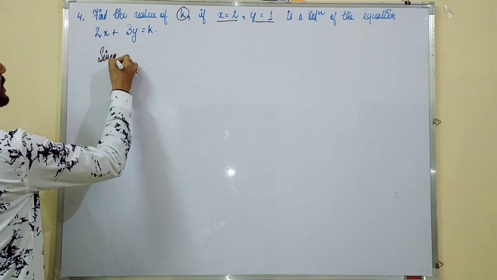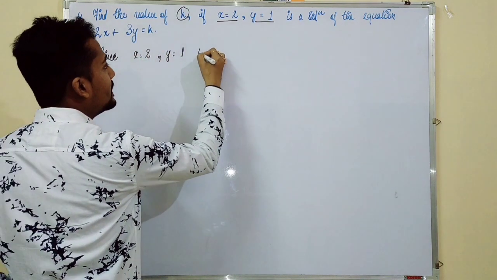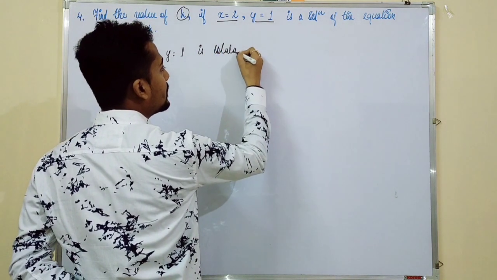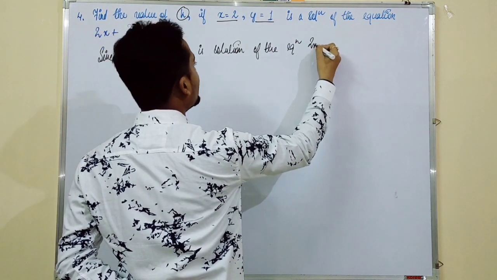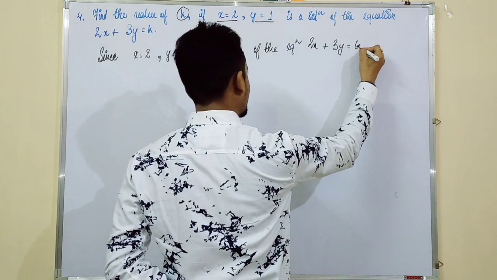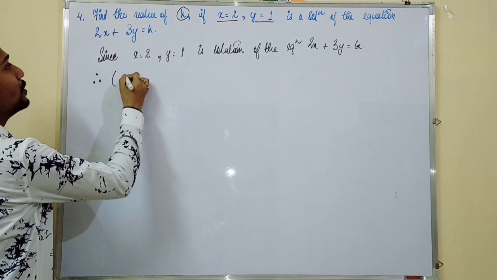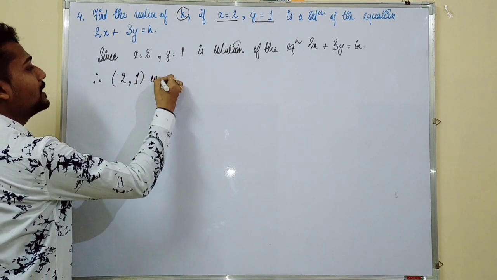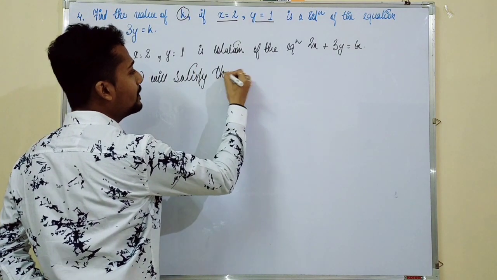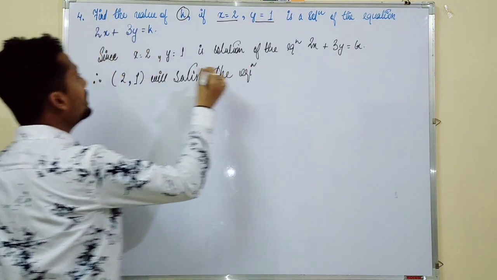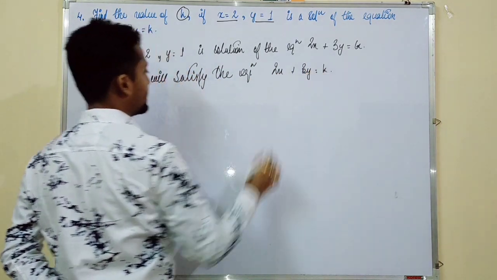Since x equal to 2, comma, y is equal to 1 is a solution of the equation 2x plus 3y is equal to k, that means 2 comma 1 will satisfy the equation 2x plus 3y is equal to k.